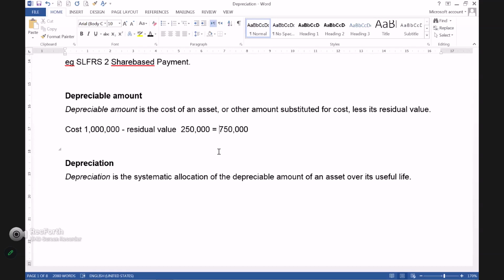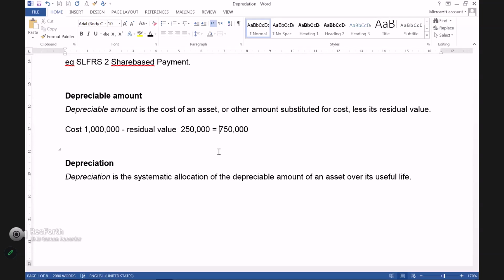So in 2023, the cost is 1 million and the residual value is 250,000. So the depreciable amount is 750,000. What do you mean by residual value? After the useful life, you can sell the asset for this amount. The value of the machinery after 5 years is 250,000.